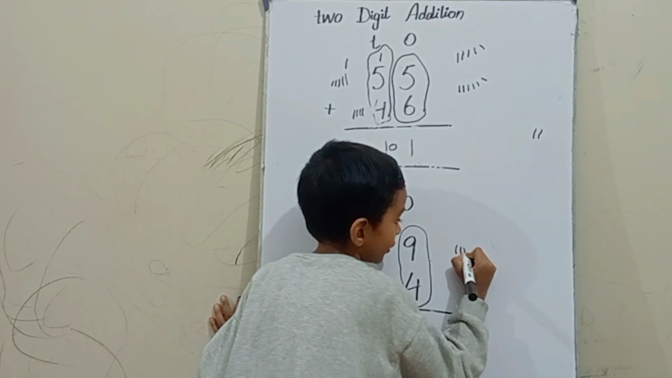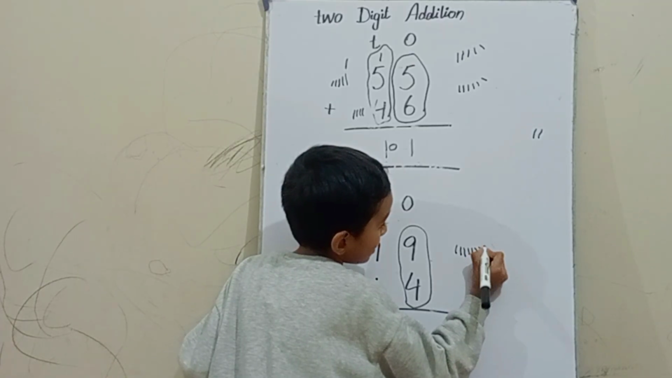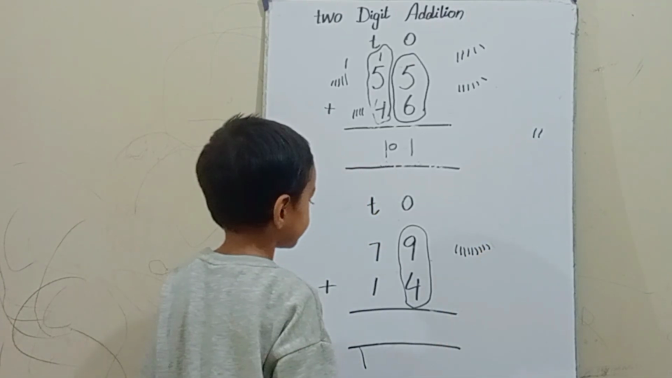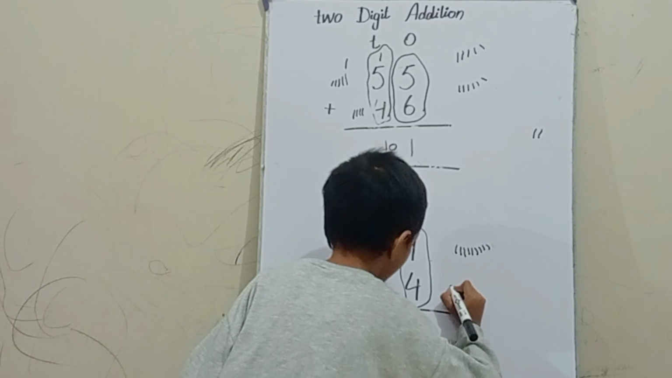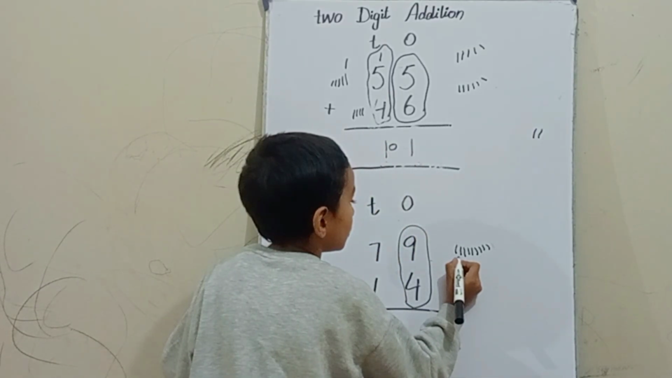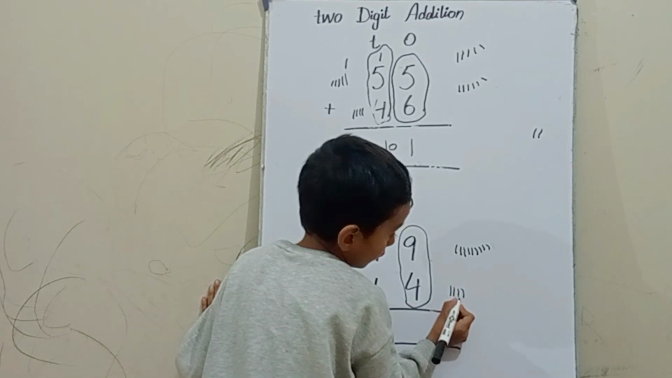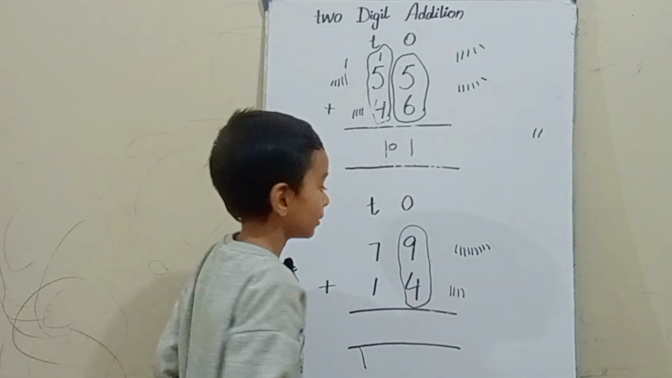1, 2, 3, 4, 5, 6, 7, 8, 9. 1, 2, 3, 4. 9, 10, 11, 12, 13.